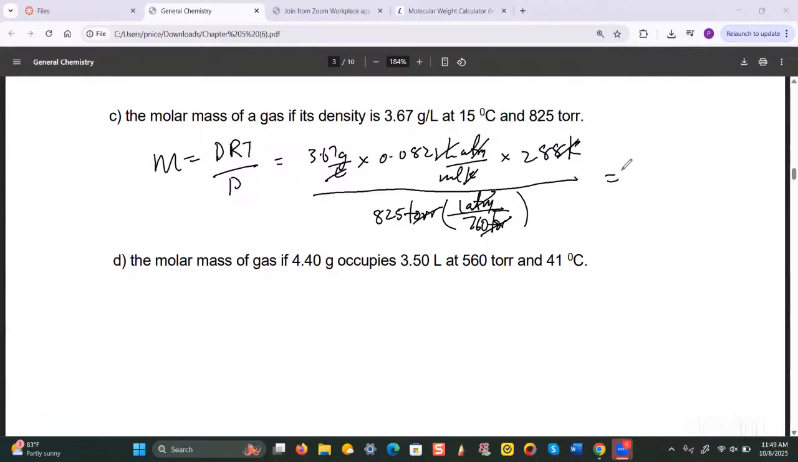So 3.67 times 0.0821 times 288, and then we divide by 825 divided by 760. According to my calculation, when rounded off to 3 sig figs, the answer is 79.9 grams per mole. And that's how that is done.